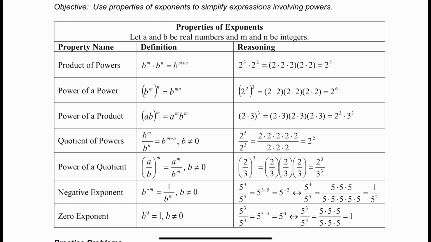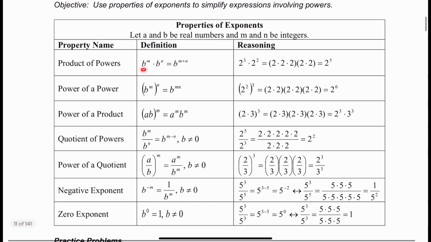So the first one, the definition is if I have b to the m times b to the n, that's going to equal b to the m plus n. Now let's just assume that this b right now is going to be our 2. This is our reasoning. Our m is going to be represented by a 3, and our n is going to be represented by a 2.